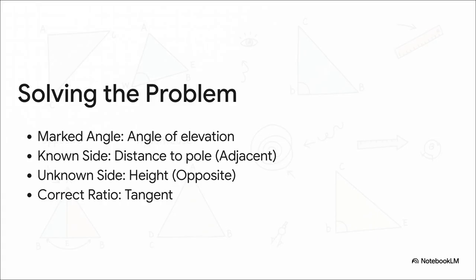All right, welcome back. Great job taking a moment to work that out. So, the crucial point is how we align our knowns and unknowns. Our marked angle is the angle of elevation from the ground, right? Our known side is the distance to the pole, which is adjacent to us. And our unknown side is the height of the pole, which is opposite to us. So we need a ratio that connects opposite and adjacent. Looking back at our definitions, tangent is the only correct choice for this specific setup. You'd basically just set up an equation using tangent to solve for that missing height.